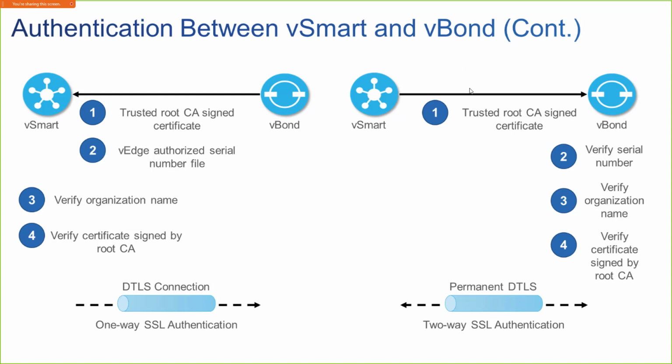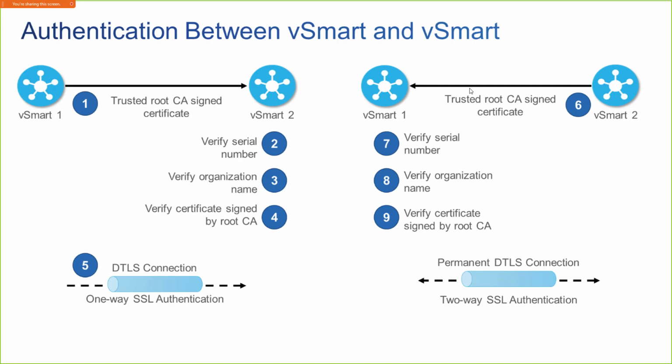Now we also have authentication between vSmart and vSmart as well. It's essentially the same thing. The only difference here is that we have serial numbers that we're identifying. If I have multiple vSmart controllers, which you don't always have to have, then those vSmart controllers have to authenticate each other as well, so that we can have DTLS sessions between them to synchronize OMP information and to provide active-active failover in the event that a vSmart controller drops off.